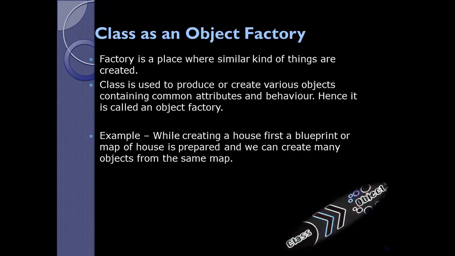Example, while creating a house, first a blueprint or map of a house is prepared and we can create many objects from the same map. Similarly, in a class we define many characteristics and behavior. From that class, we can have many objects which will follow the characteristics and behavior given in the class. In short, we can say that many objects can be created in a class, and so class is known as an object factory.